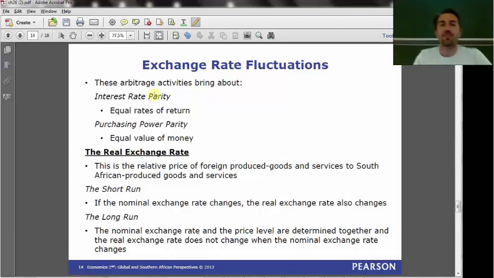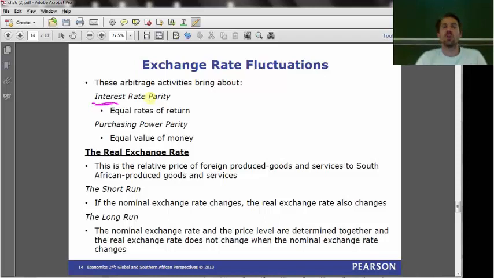Okay? So the same thing happens in different countries. You can make money off interest rate differentials and you can make money off price differentials. So suddenly the price of eggs in South Africa goes up. Fantastic. You grow eggs in the Netherlands, you start exporting eggs from the Netherlands to South Africa. What happens to the price of eggs in the Netherlands? It goes up.